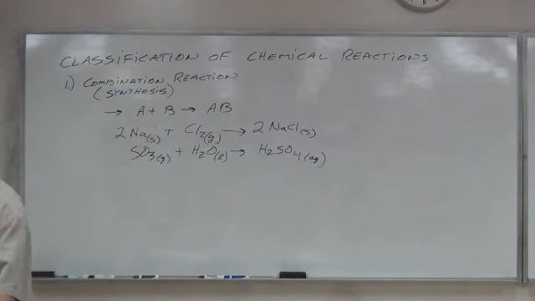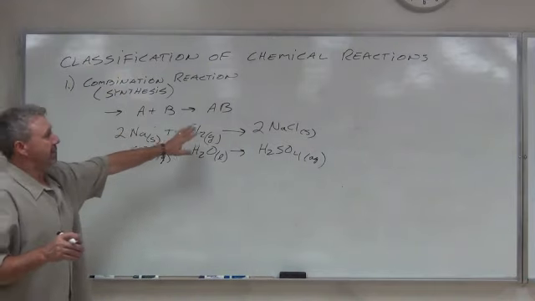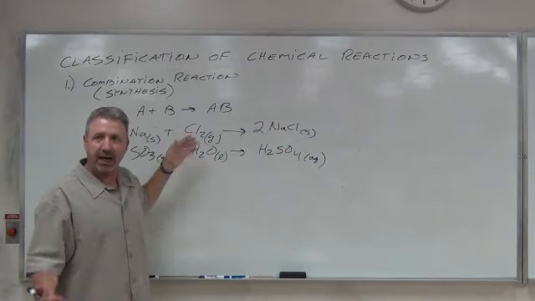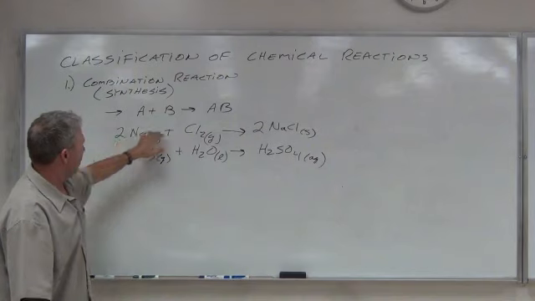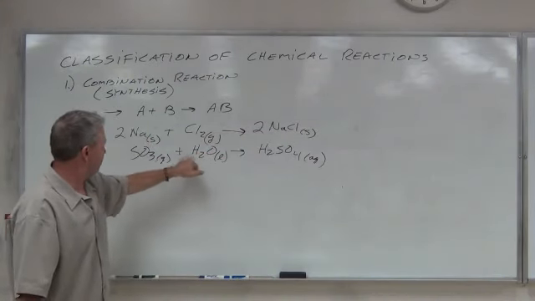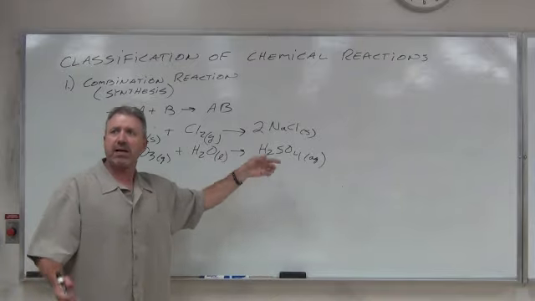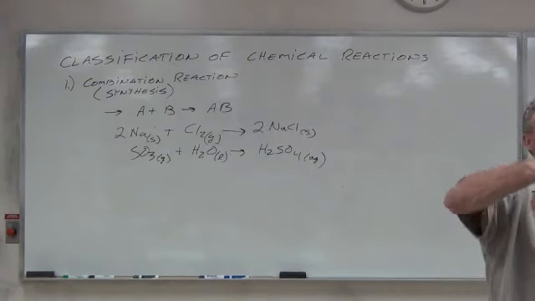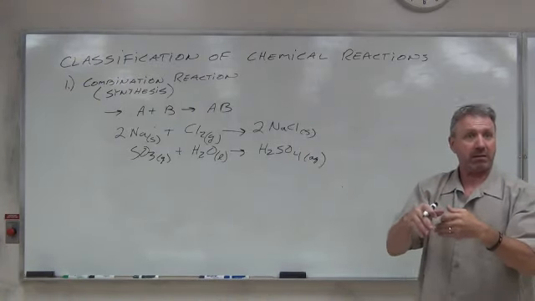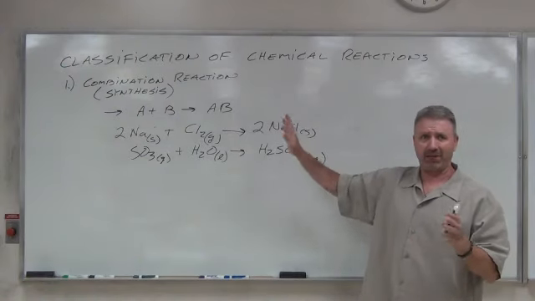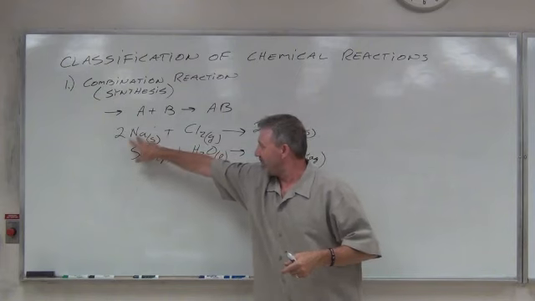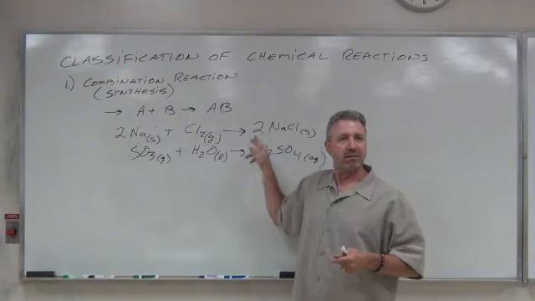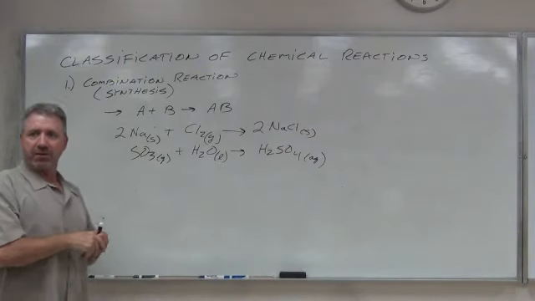You can always tell a synthesis or a combination reaction because you have fewer formulas on the product side than you do on the reactant side, because they're combining. See over here how we have 2 and then it went to 1? Here we had 2 and it went to 1. That's how you can usually tell a combination, because you take a whole bunch of things on the reactant side and combine them into lesser things on the product. Now the masses and everything are still going to balance, right? Everything's still going to be there. But you have 2 symbols over here and only 1 compound over here. So they're combined. That's how you identify.